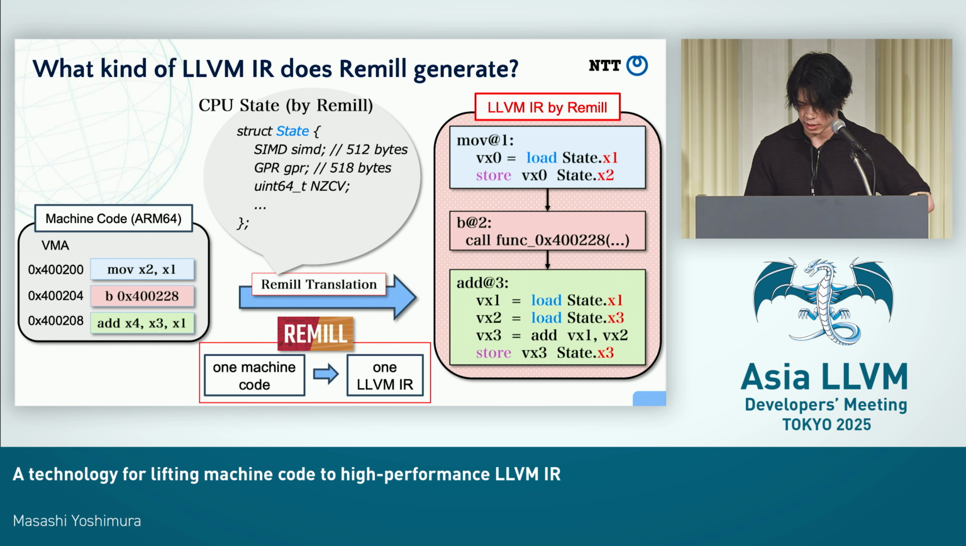For example, the first instruction, mov x2, x1, becomes a load from State x1 and a store to State x2. And for example, the third instruction, add x4, x3, x1, loads from State x1 and State x3 and stores the result into State x4. This is how each machine code instruction is expressed in LLVM IR.